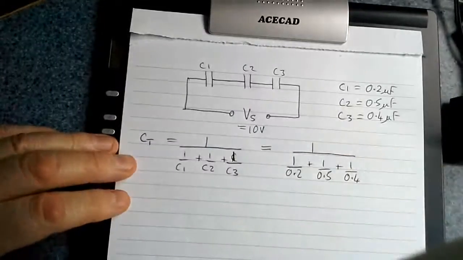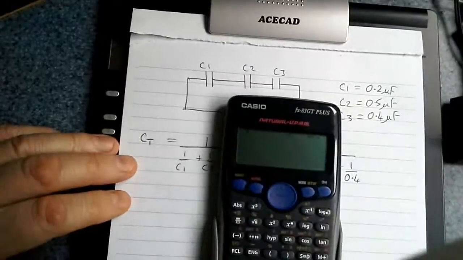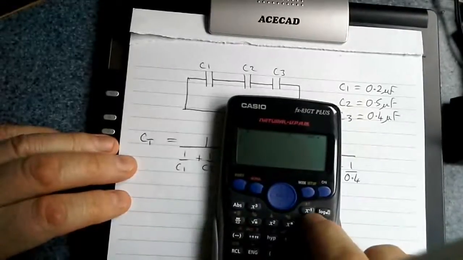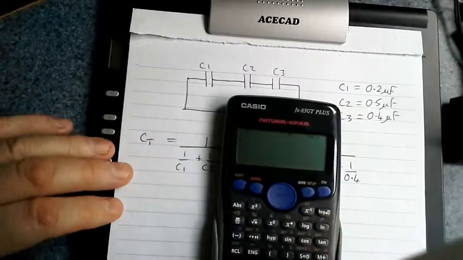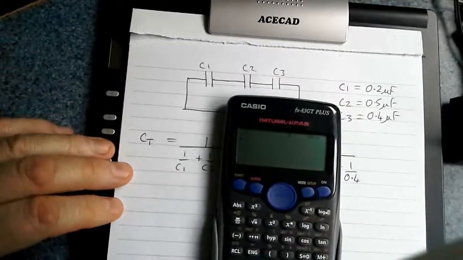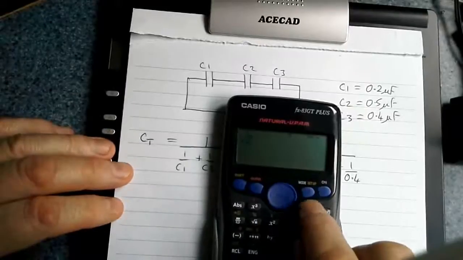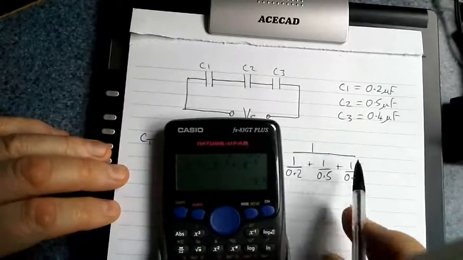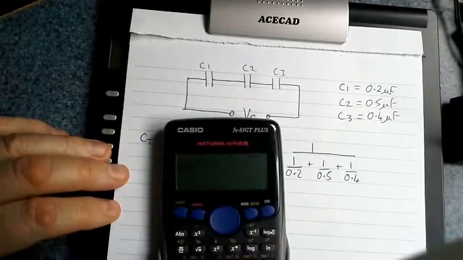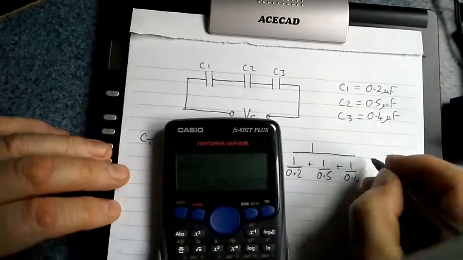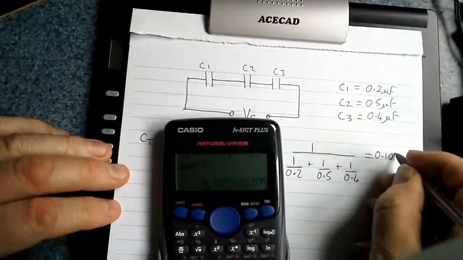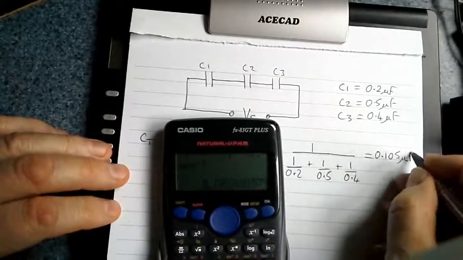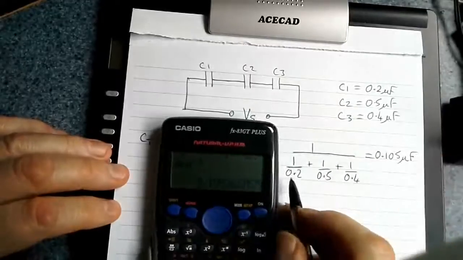And if I put it into the calculator, I'm going to use this button here, x to the minus 1, which means 1 divided by, or reciprocal of. So I'm going to put in 0.2, my first value, x to the minus 1, plus 0.5 x to the minus 1, plus 0.4 x to the minus 1, equals. That adds up the values on the bottom. Now to divide it into 1 again, press that button one more time, and that gives me 0.105 to 3 decimal places microfarads. The answer is microfarads because I put microfarads in.